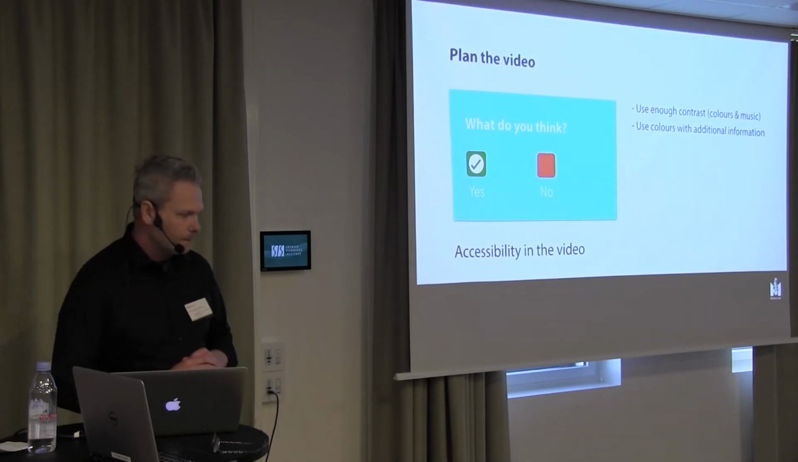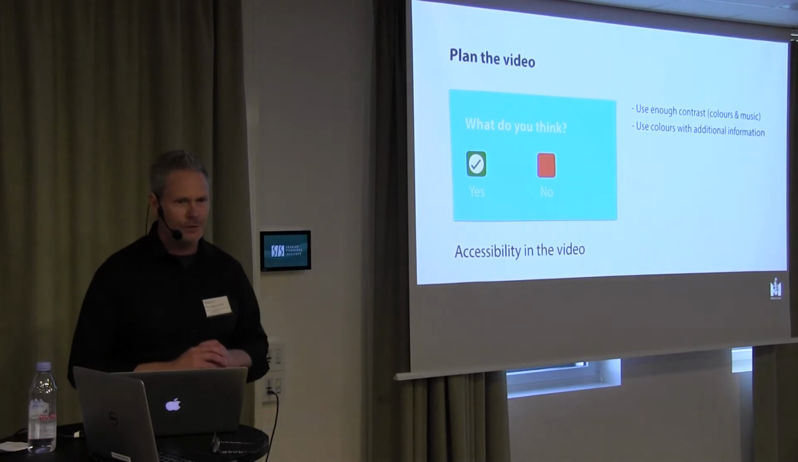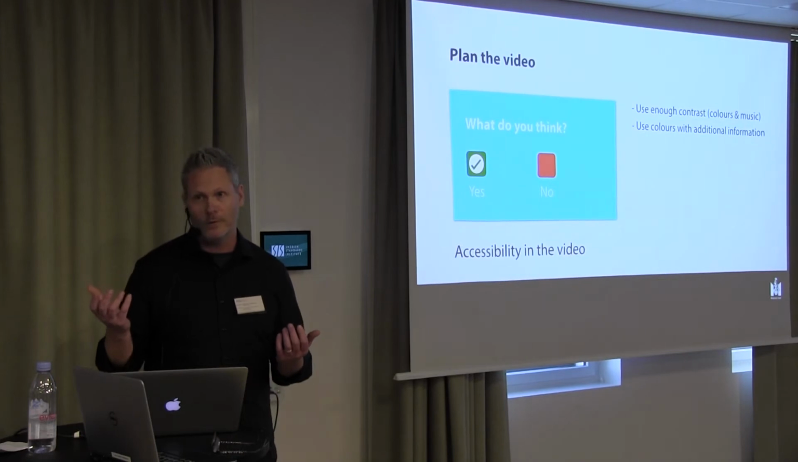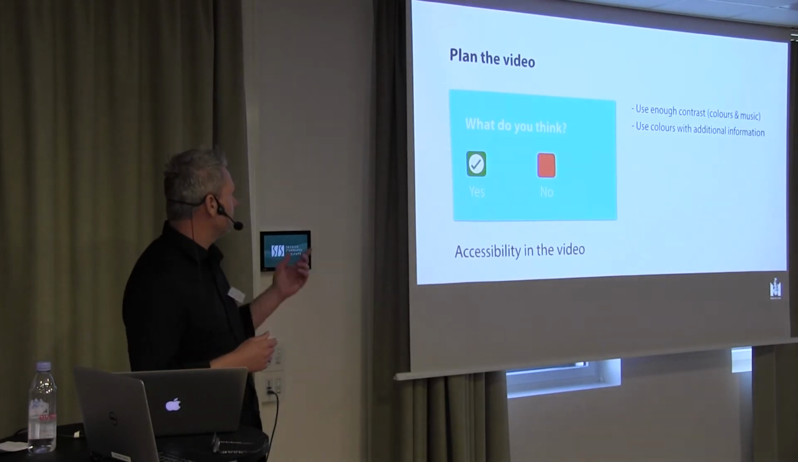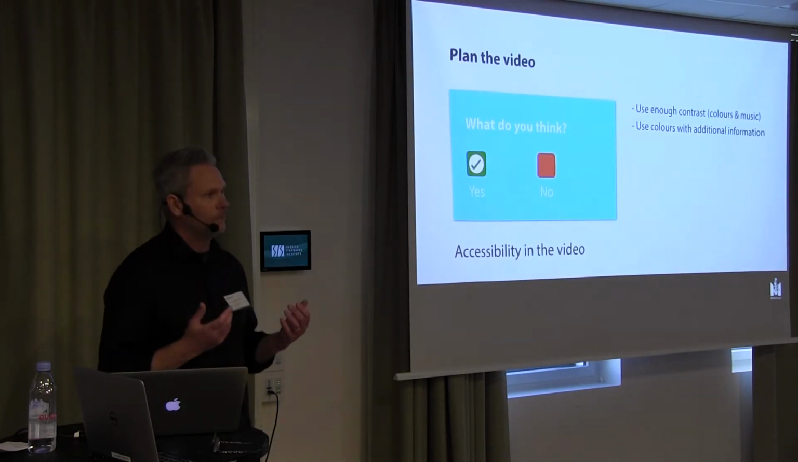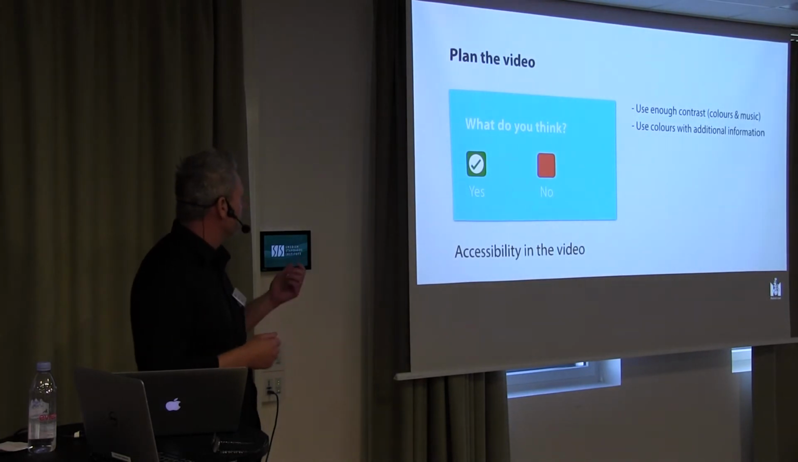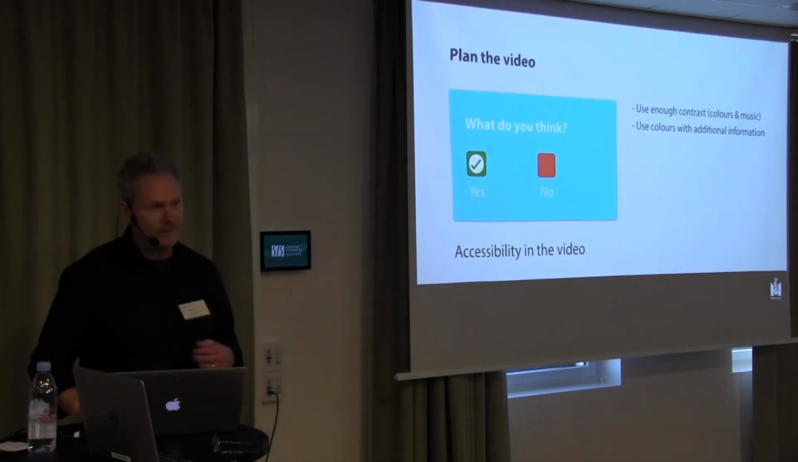And also, people tend to use colors to highlight important information, and of course you can do that, but it's also important to add additional information. So in this case, if a person is colorblind, then it's obviously really hard to see that you have a green and a red button. So add a text or something else so that the information is more accessible.